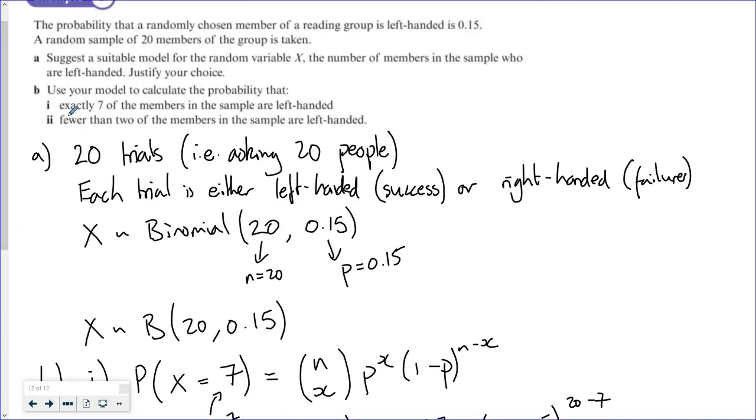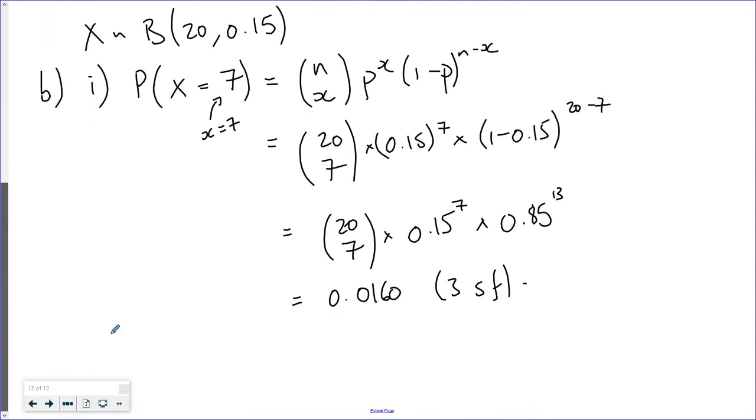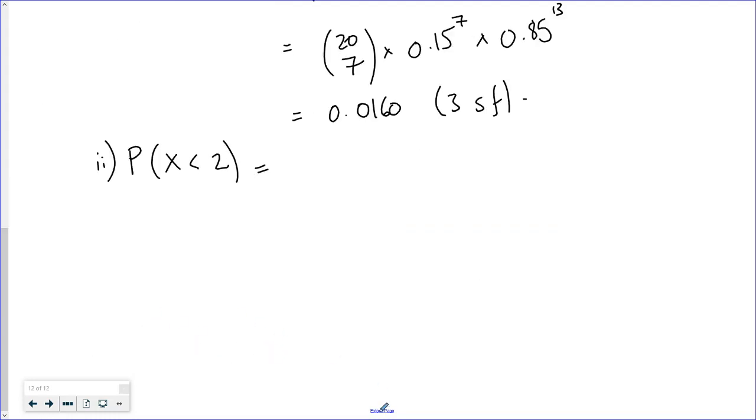And in part 2, we're asked for fewer than 2 of the members in the sample being left-handed. So we always try and relate it to the binomial distribution. That's the same as saying X, the number of left-handed people, is going to be less than 2. So what does X need to be equal to for it to be less than 2? Well, X could either be 0 or X could be 1. And because it's that one or that one, we need to add these two probabilities together.